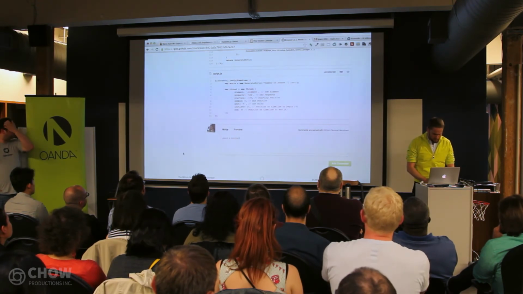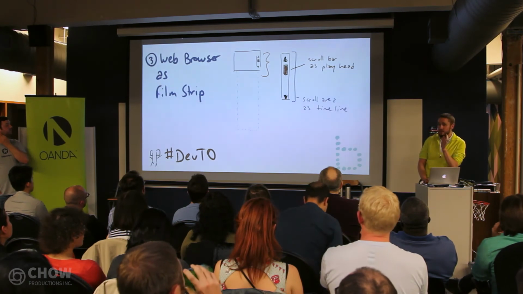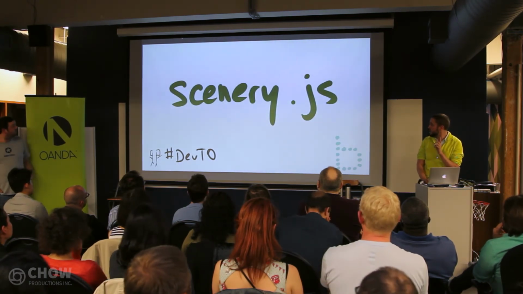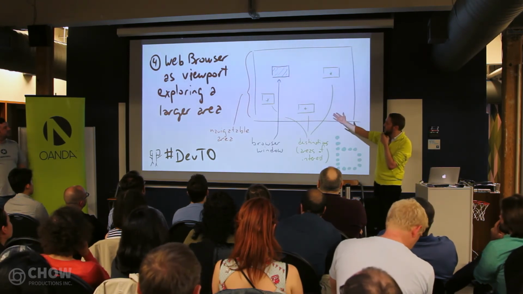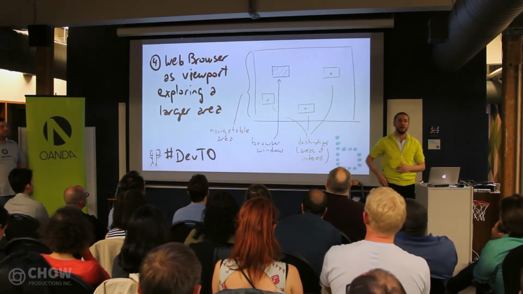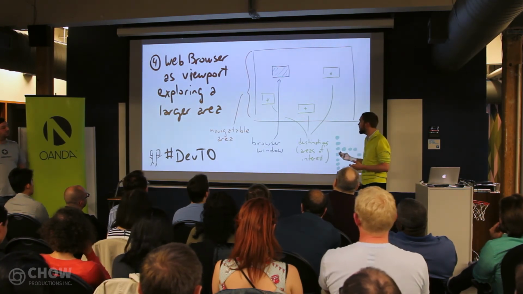So that's the one library that we have. Going back to where we're at, the second metaphor that we'll talk about, we don't just have one, so that one's scenery.js. The other one is the web browser as a viewport exploring a larger area. When I show some examples of where we've seen this before, it's probably going to be pretty obvious.